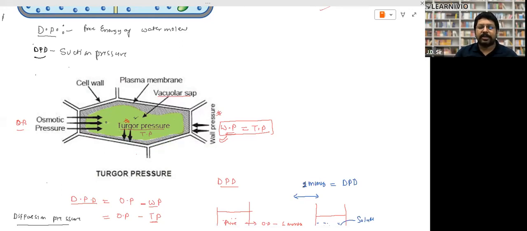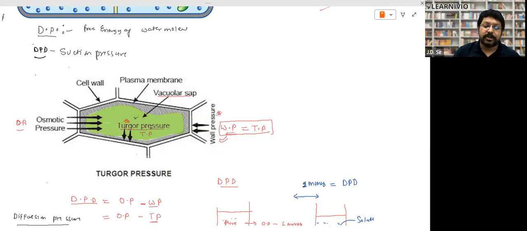So this is a cell. It has been kept in water or a pure solution. So water is moving from outside to inside, from high osmotic pressure or high diffusion pressure to low diffusion pressure. Movement of water always takes place from high osmotic pressure to low osmotic pressure. This is called OP. When water fills the vacuole, the cell will become turgid, which means it will swell.